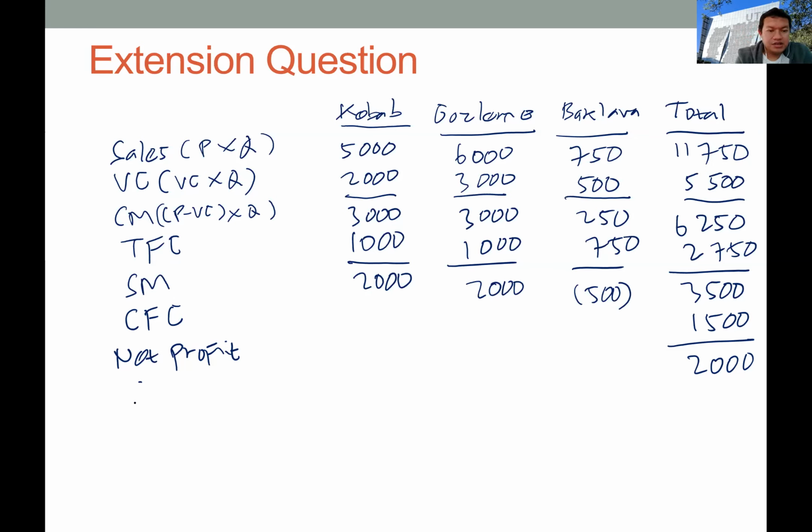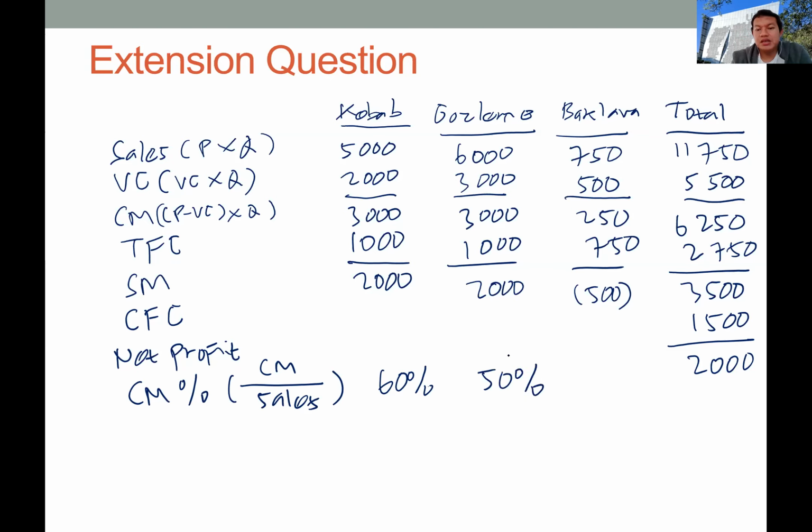Oh, lastly, we have to calculate the contribution margin ratio. Okay, so this is basically the contribution margin divided by the sales. Contribution margin of kebab is 3,000. The sale is 5,000. So 3,000 divided by 5,000, we get 60%. Gozlimi 3,000 divided by 6,000, we get 50%. Baklava 250 divided by 750, we got 33.33%. Okay, so yeah, this is the segment report.